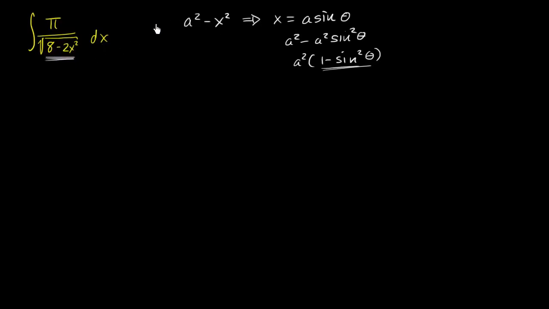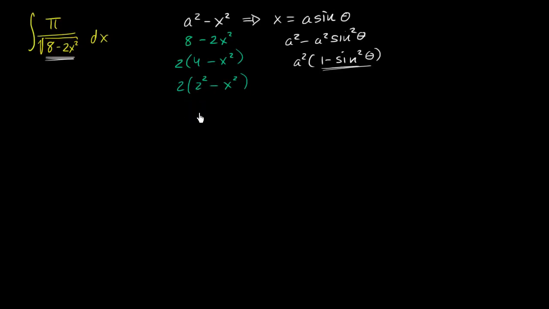You can write 8 minus 2x squared as, if we factor out a 2, 2 times 4 minus x squared. And now this very clearly has a pattern a squared minus x squared. You could write this as 2 times 2 squared minus x squared. So in this case, a would be equal to 2. So let's make that substitution.